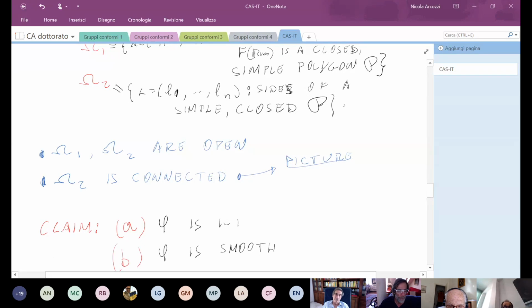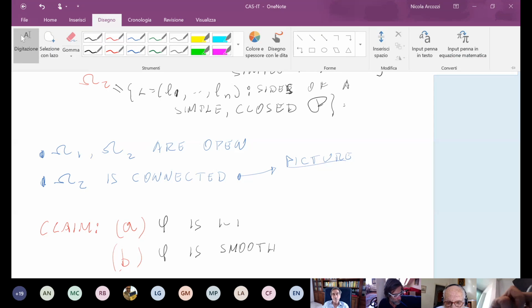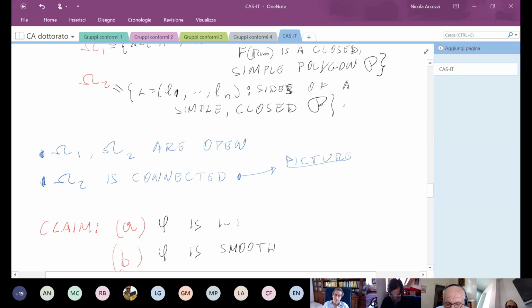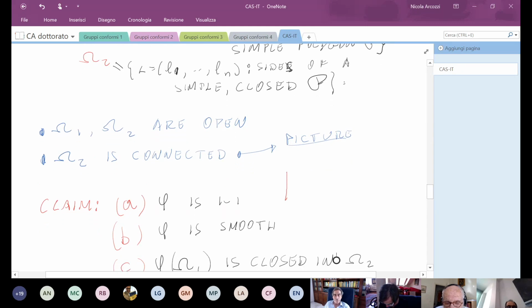Then omega 2 is connected. Okay, that's an important point, which is omega 2 is connected. Okay, so that means somehow that given the angles, I can move with continuity from any polygon with those angles to any polygon with those angles. Okay. So suppose you start with a polygon like this. Okay. I just make it easy for myself. Suppose you start with a polygon like this, and you want to end up with a polygon like this.